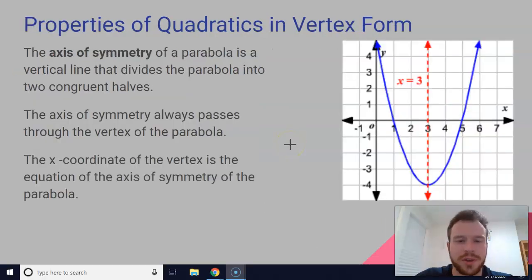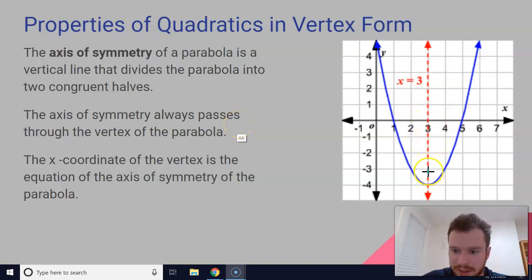A key feature that we'll see a lot when we talk about quadratic functions is called the axis of symmetry. Every quadratic function has an axis of symmetry that divides the parabola into two congruent halves. So if you fold the right half over onto the left half, it would match completely. The axis of symmetry always passes through the vertex of the parabola.